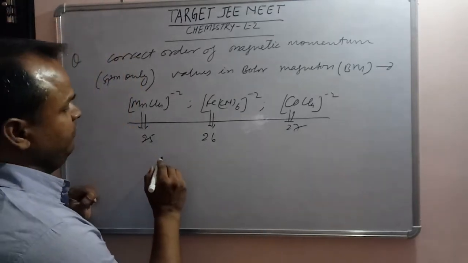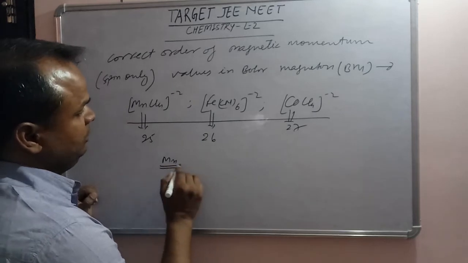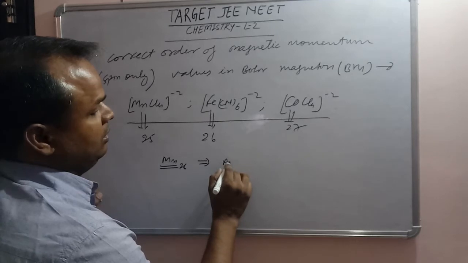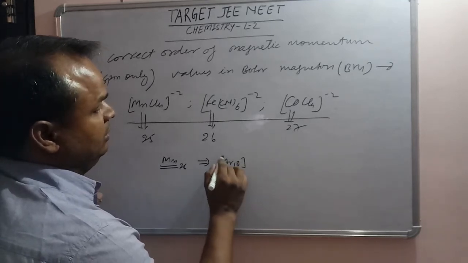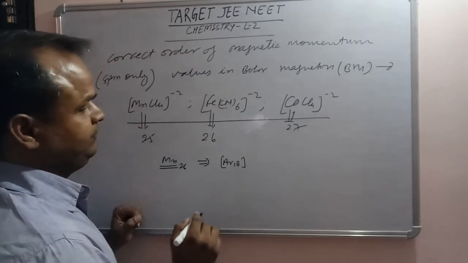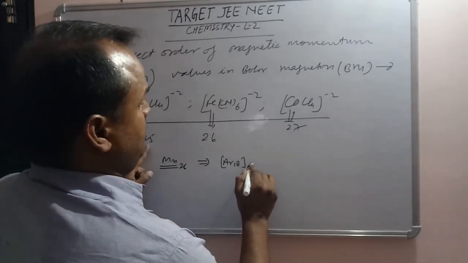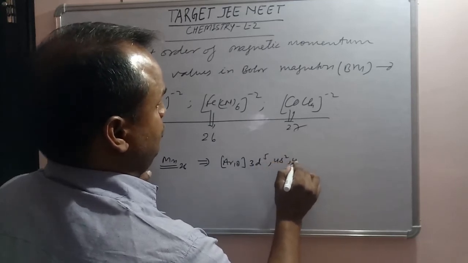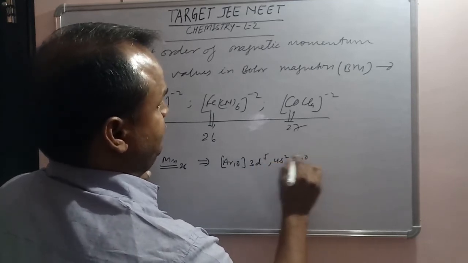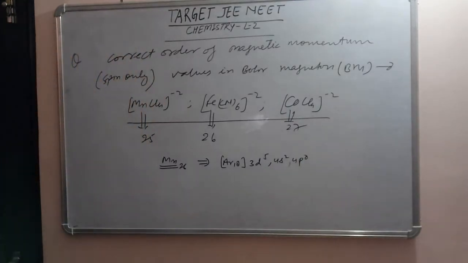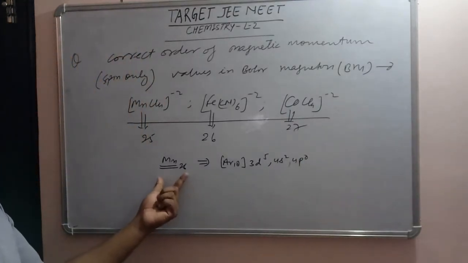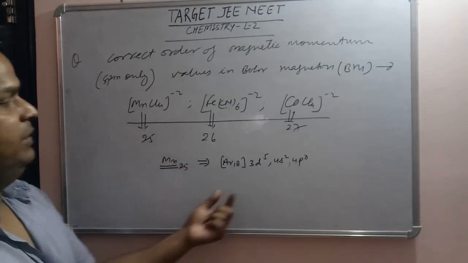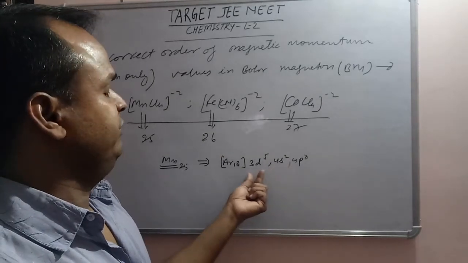So first step, for Mn, the electronic configuration is equal to argon 18 plus 3d5 4s2 4p0, like this. For Mn, this is Mn 25: 18 plus 2, 20 plus 5, 25.